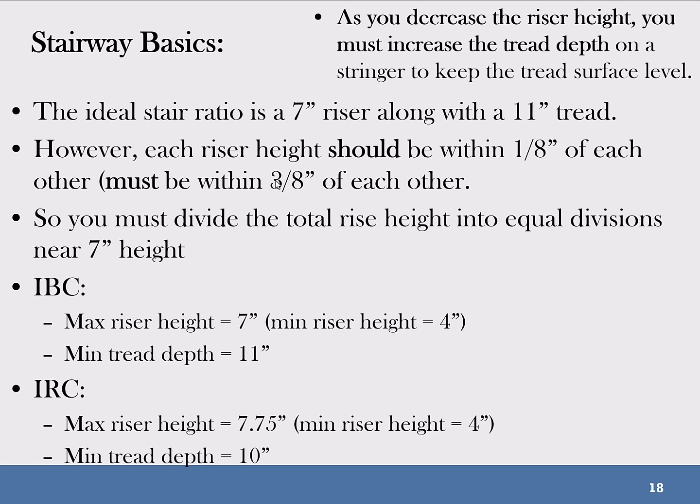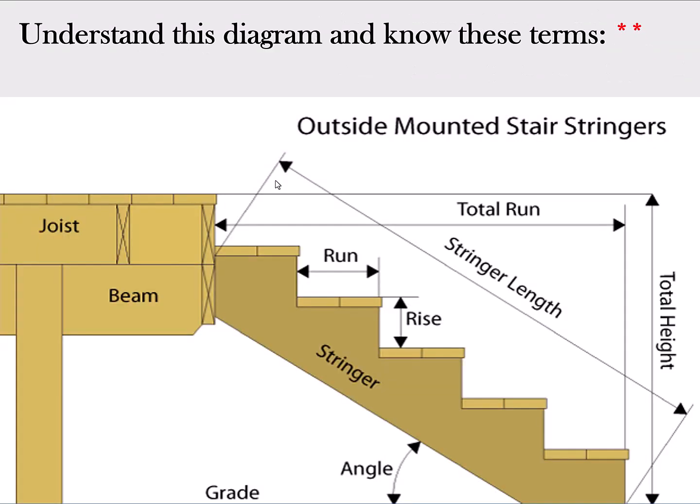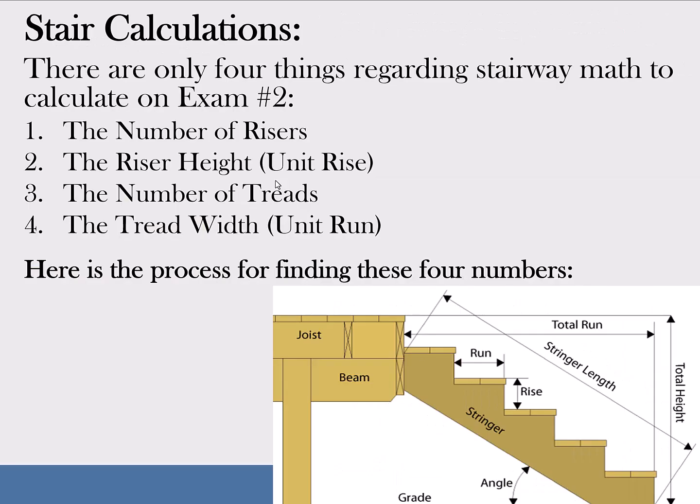No more than a 7-inch rise. And so that'll help us in our calculations. And it's really best form, even for residential construction, a 7-inch rise is a good maximum to use. So people won't be falling downstairs. Okay, so back to this picture here, just for refreshing. Okay, so the stair calculations. The only 4 things regarding stairway math that we will calculate in exam 2 is probably the first 3, really, but let's look at them.